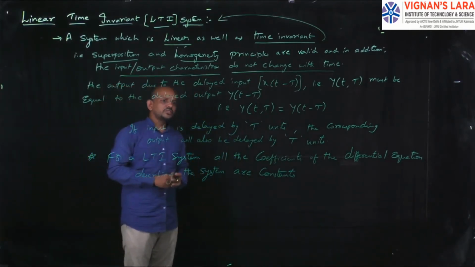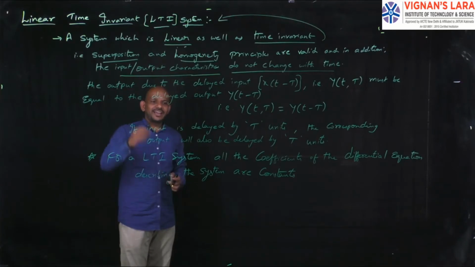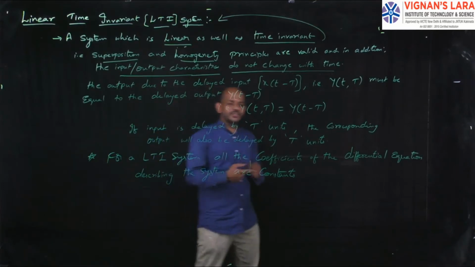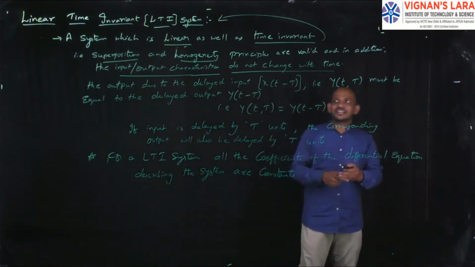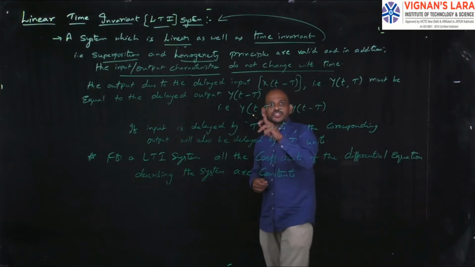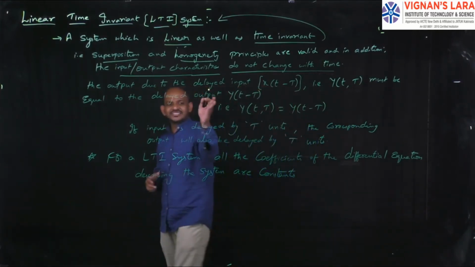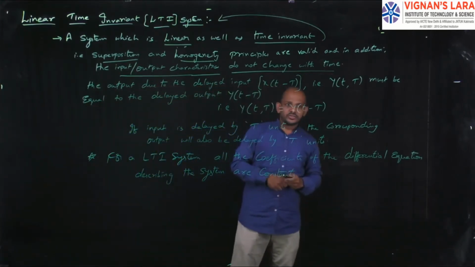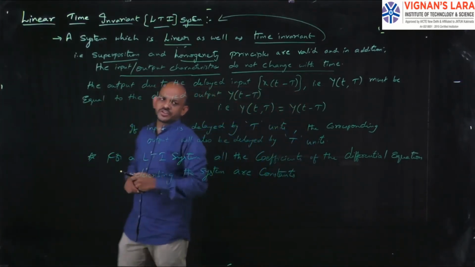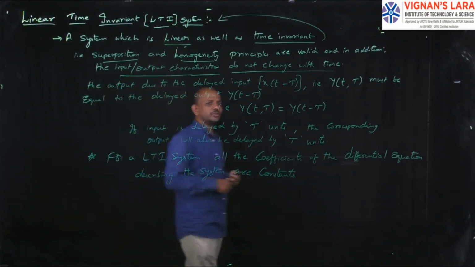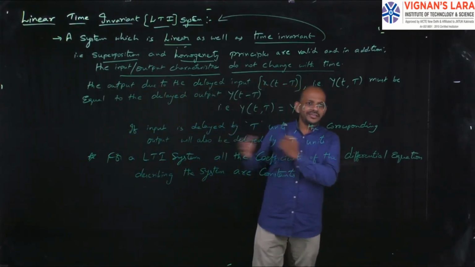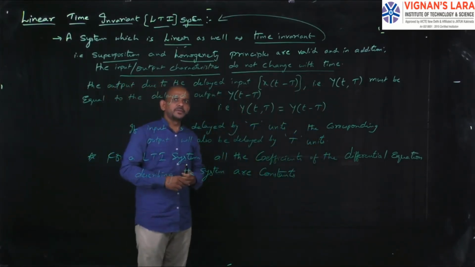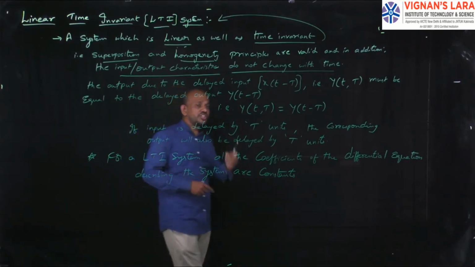So, if I want to say a system is a linear time invariant system, it has to satisfy the superposition and homogeneity principles. Along with this, the input and output characteristics do not change with time. If it satisfies all this, then I can say that system is a linear time invariant system. Superposition and homogeneity, you all know, I already explained while explaining the concept of linearity. Now, I will explain the input and output characteristics do not change with time.